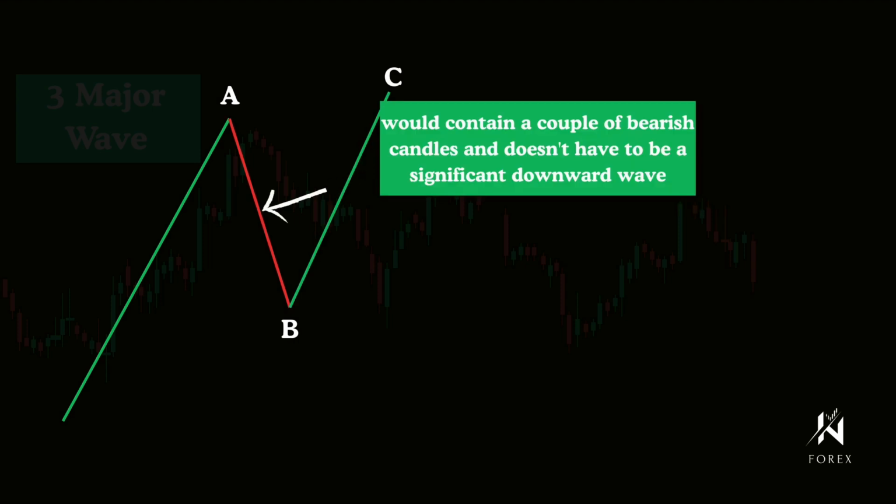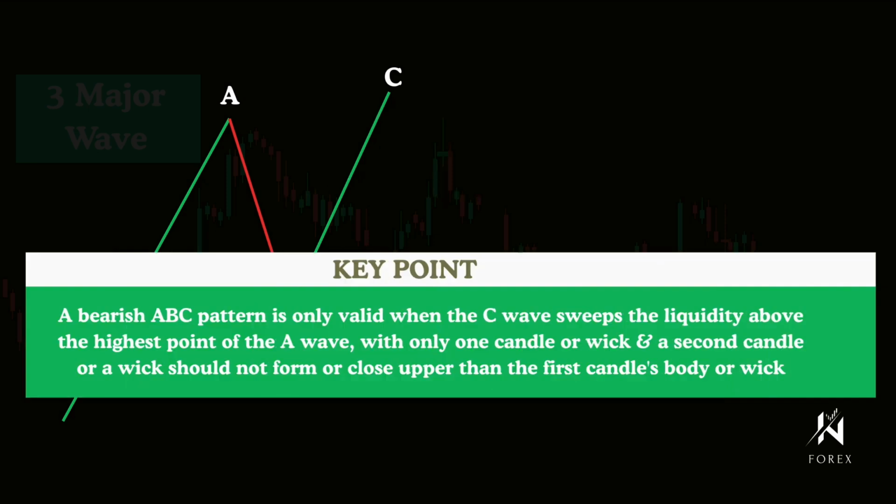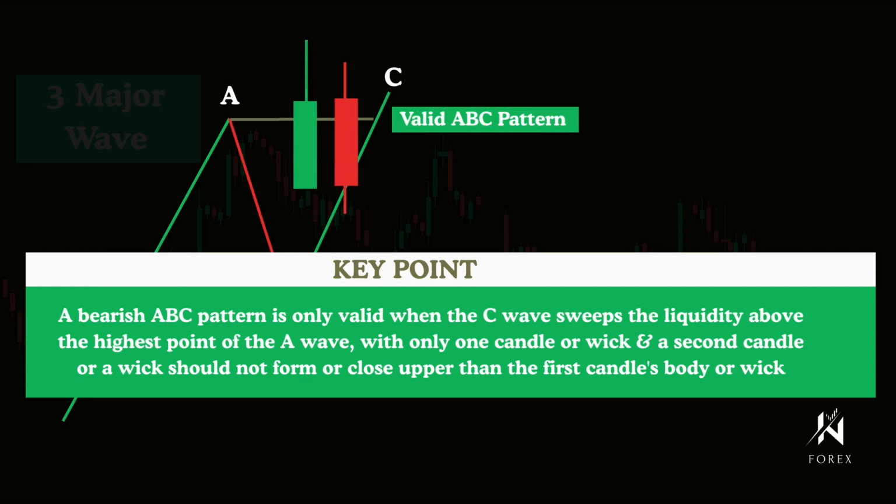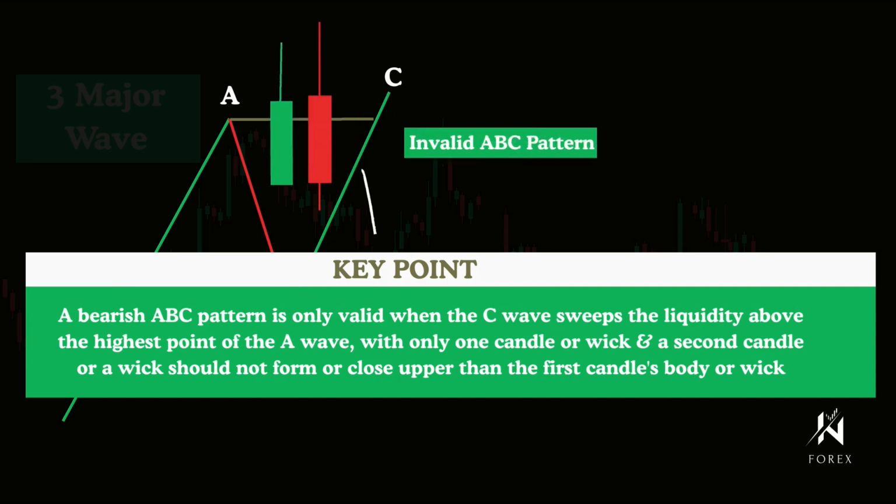According to the rules of our strategy, the key point is that a bearish ABC pattern is only valid when the C wave sweeps the liquidity above the highest point of the A wave with only one candle or wick, and a second candle or a wick should not form or close higher than the first candle's body or wick. We want to see price immediately change its direction to the opposite way and get back into the range below the high after sweeping liquidity. And also, a bullish ABC pattern is only valid when the C wave sweeps the liquidity below the lowest point of the A wave with only one candle or wick, and a second candle or a wick should not form or close lower than the first candle's body or wick.